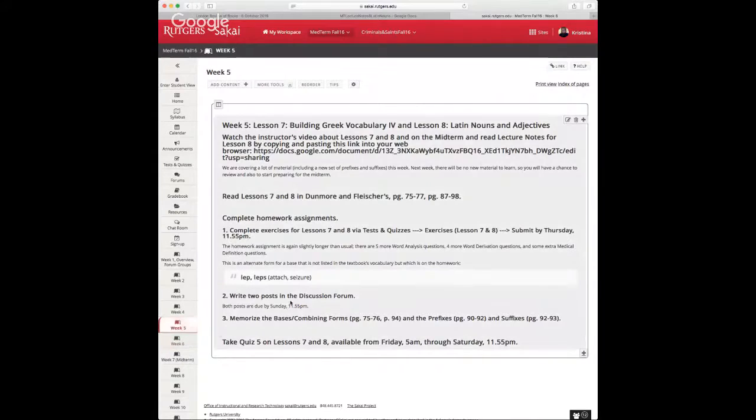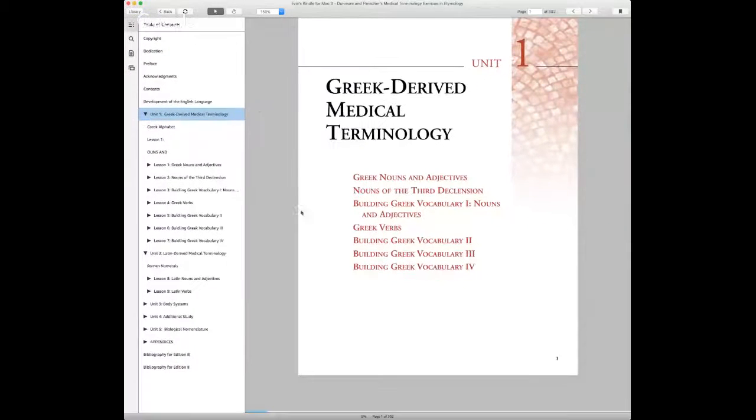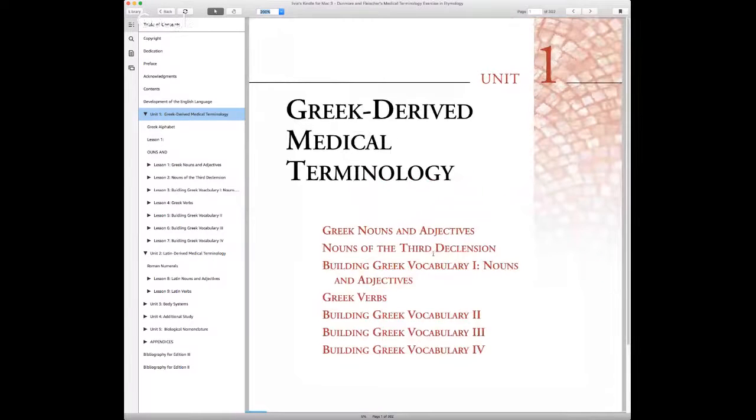Regarding lesson seven, it is a very straightforward unit, and as you will see, it basically gives you more medical terms based on Greek. So lesson seven is basically a vocabulary building unit, and I won't have too much more to tell you about that. But it is also the last lesson at the end of the section about Greek-derived medical terminology.